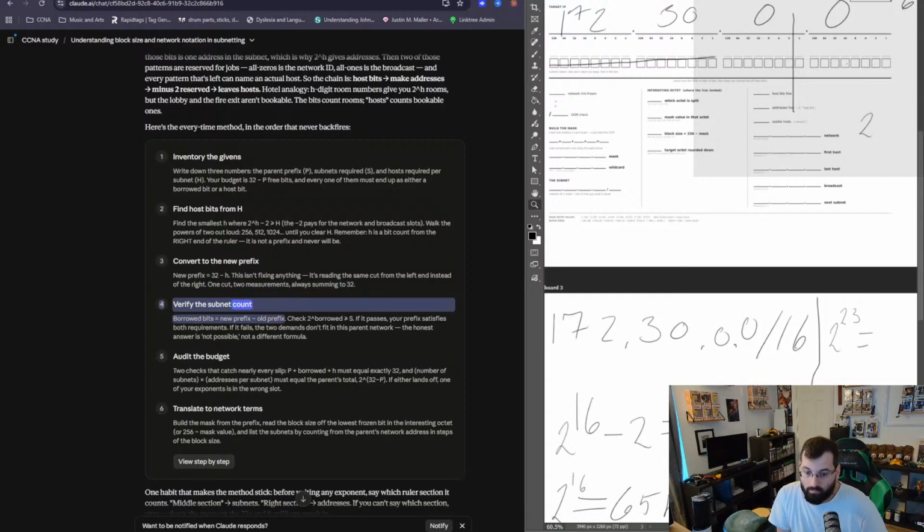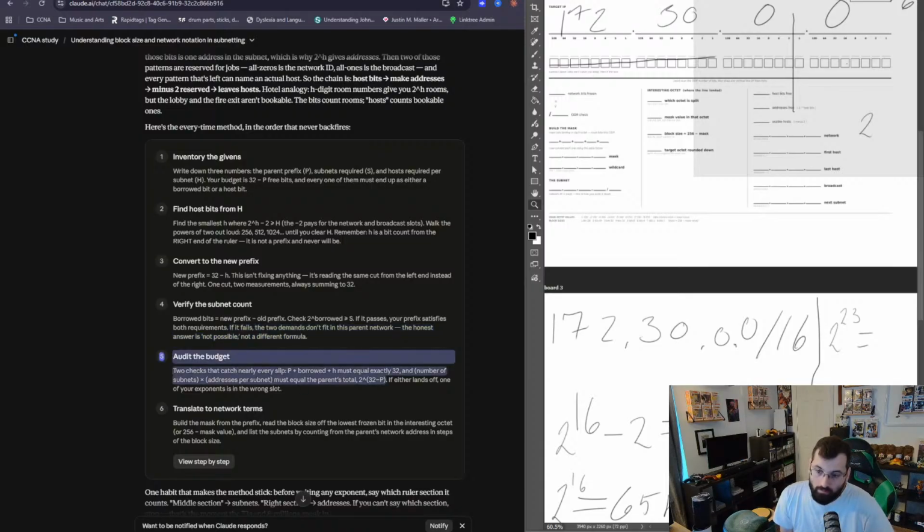Verify the subnet count: borrowed bits equal new prefix minus old prefix. Check two: borrowed bits must be greater than or equal to S. If it passes, your prefix satisfies both requirements. If it fails, the two demands don't fit in this parent network. The honest answer is not a different formula. Audit the budget.